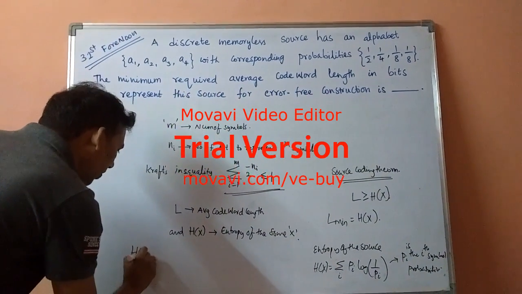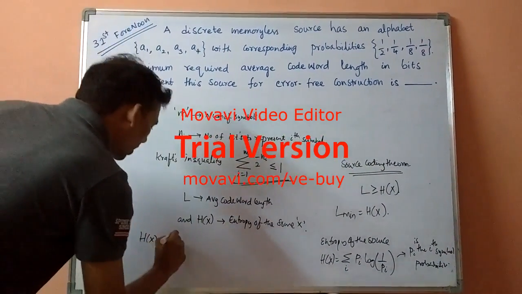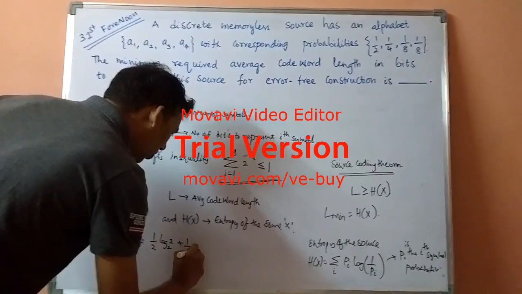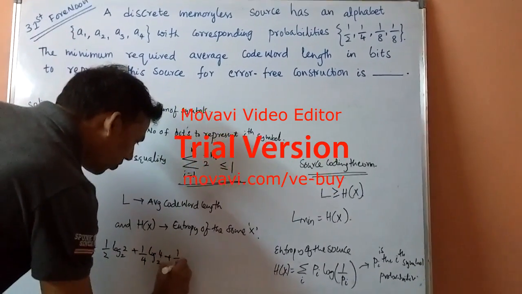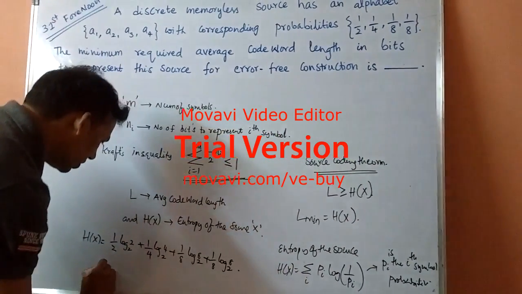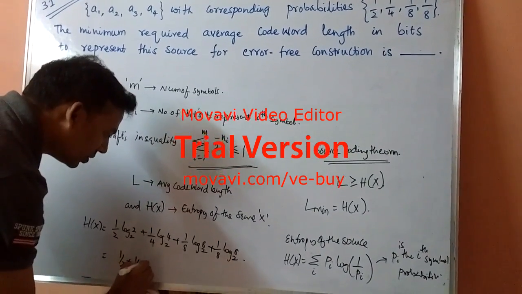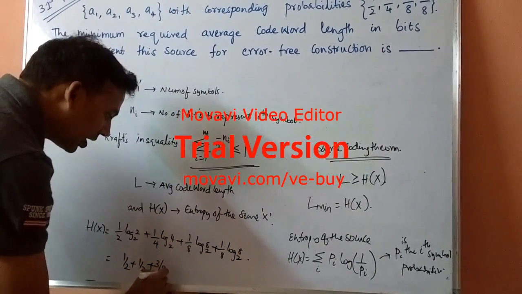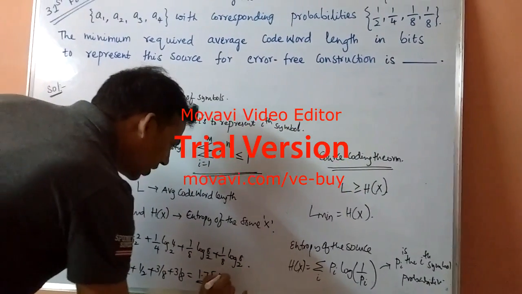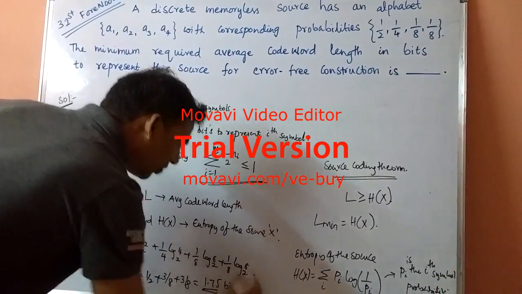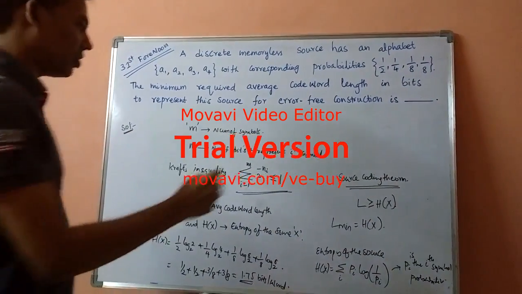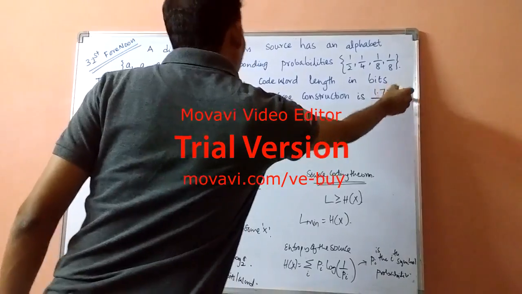So entropy H of X equals 1 by 2 into log base 2 of 2, plus 1 by 4 log 4 base 2, plus 1 by 8 log 8 base 2, plus 1 by 8 log 8 base 2. So this is 1 by 2 plus 1 by 2 plus 3 by 8 plus 3 by 8. This is equal to 1.75 bits per word. So every word or symbol has to be encoded with 1.75 bits per word. So the answer is 1.75.